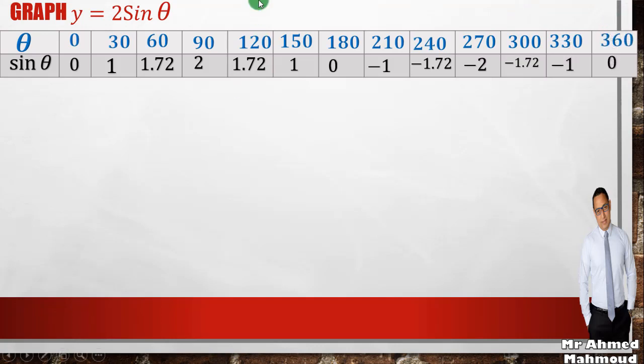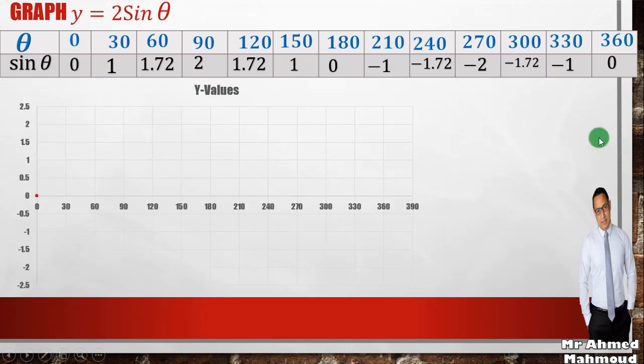Okay, now again, sine 90 equals 1, so 2 sine 90 equals 2. Sine 120 equals 0.86 times 2 equals 1.72. Sine 150 equals half times 2 equals 1, and so on. Okay, so by graphing this function like this: 0 and 0, 30 and 1, 60 and 1.72, 90 and 2, 120 and 1.72, and so on.